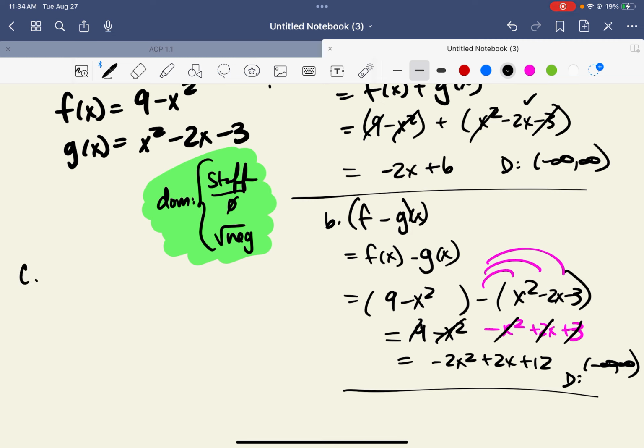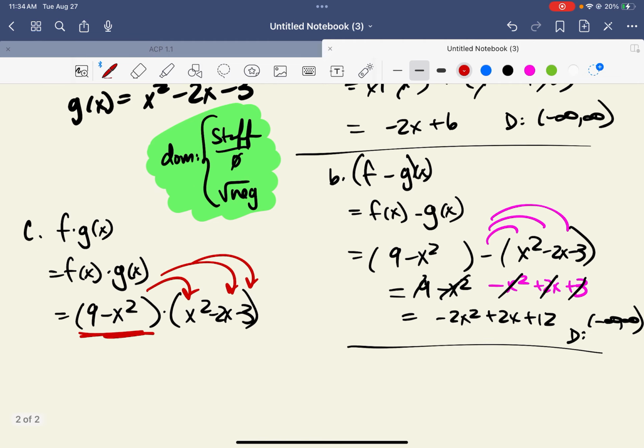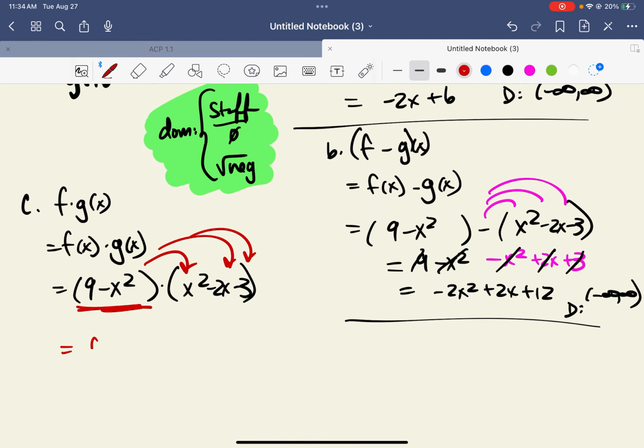So C is f times g of x, which is just f of x times g of x. So I take the whole function f, multiply it by the whole function g. It's this thing times this thing. So how do you multiply one polynomial by another? You just take this whole thing and hit it times this, this, and this.